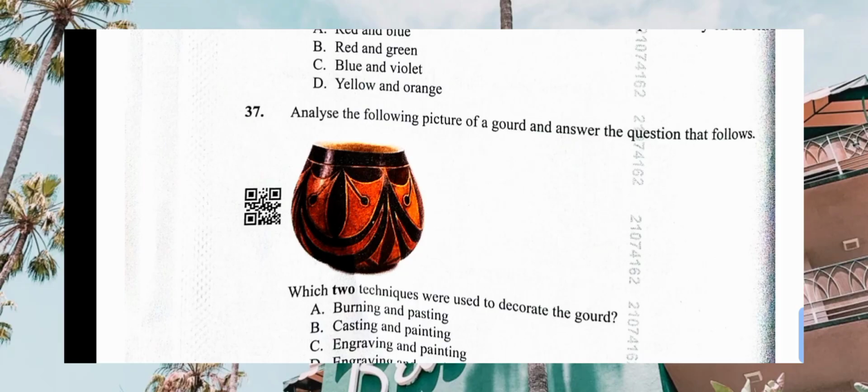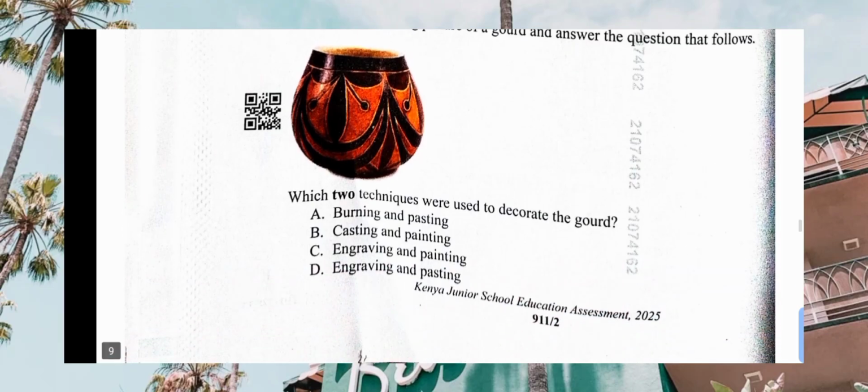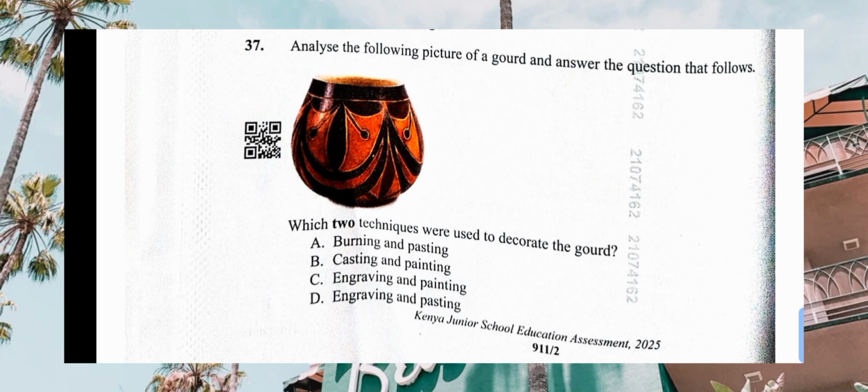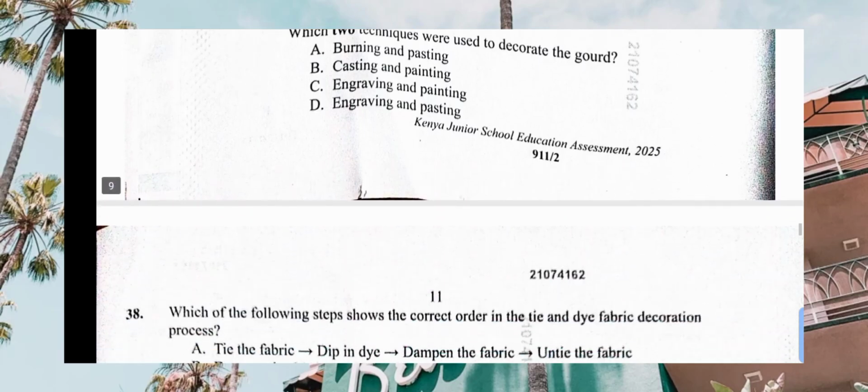Analyze the following picture of a gourd and answer the questions that follow. Which two techniques were used to decorate a gourd? Have a good look at the gourd very well. Techniques used to decorate this gourd, we have burning and pasting, no, casting and painting, no, engraving and painting. Yeah, that one leads to engraving and painting. There is a little of painting there.